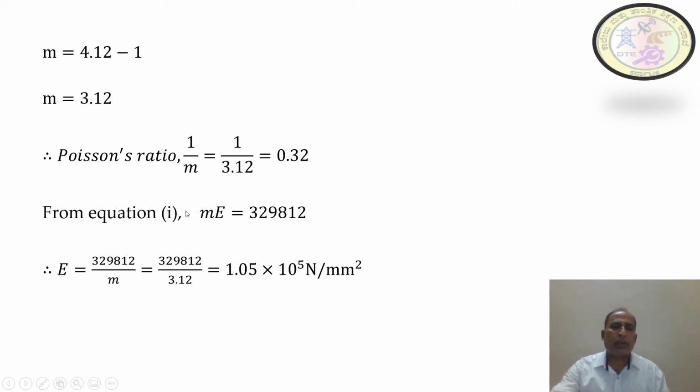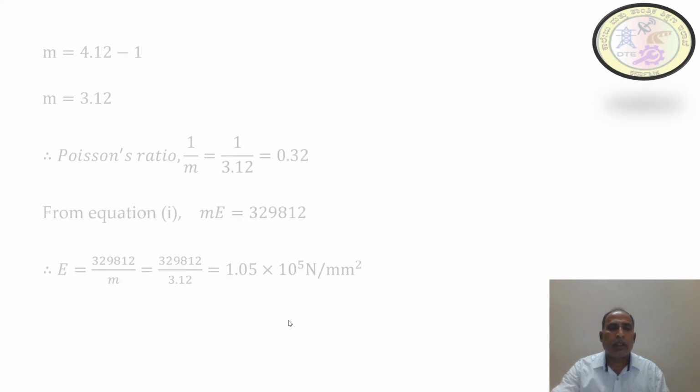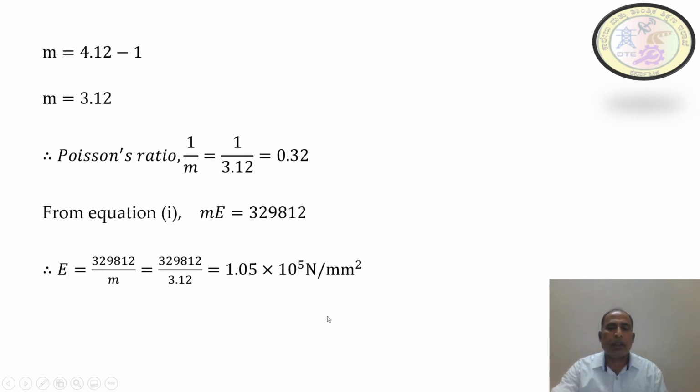Either you can take equation 1 or equation 2 to calculate the Young's modulus. From equation 2, mE is equal to 3,29,812. So E is equal to 3,29,812 by m, as the value of m is 3.12. Therefore, 3,29,812 by 3.12 is 1.05 into 10 raised to 5 Newton per mm square. So the value of Young's modulus is 1.05 into 10 raised to 5 Newton per mm square. This is how we can calculate this type of problem.